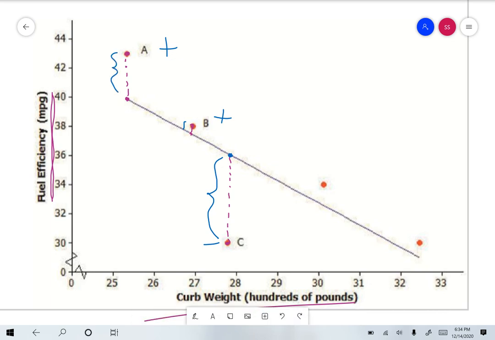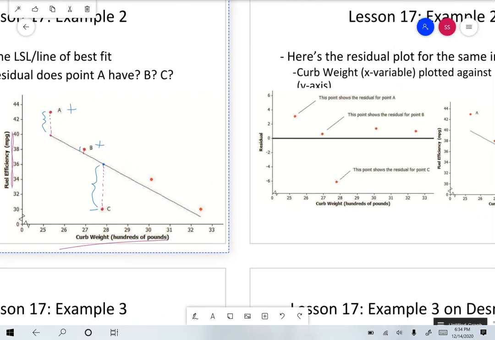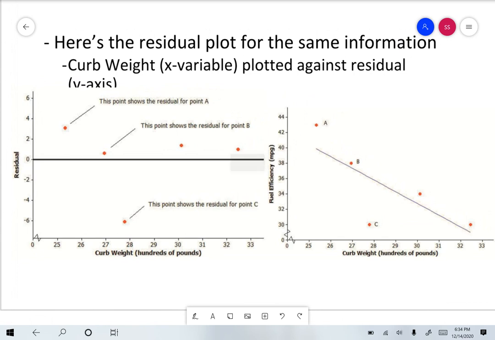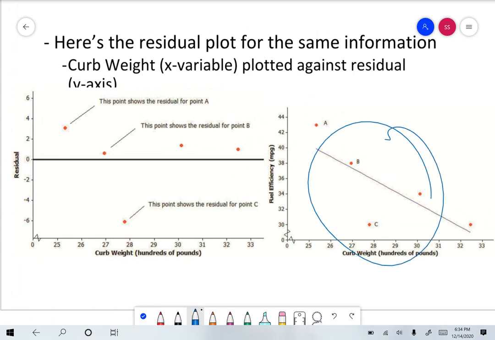Okay, you're like, why does this matter? Well, here is the residual plot for the same information. So here's the plot we were just looking at, and here's the residual plot for that data. You can kind of see how this line, if we were to turn it horizontal, is basically what our residual plot would look like, right?